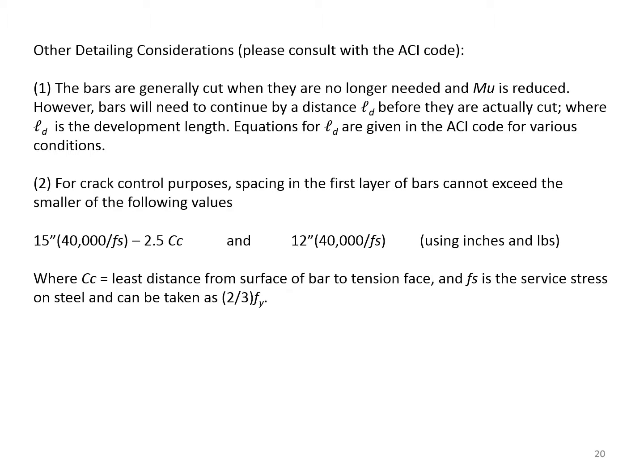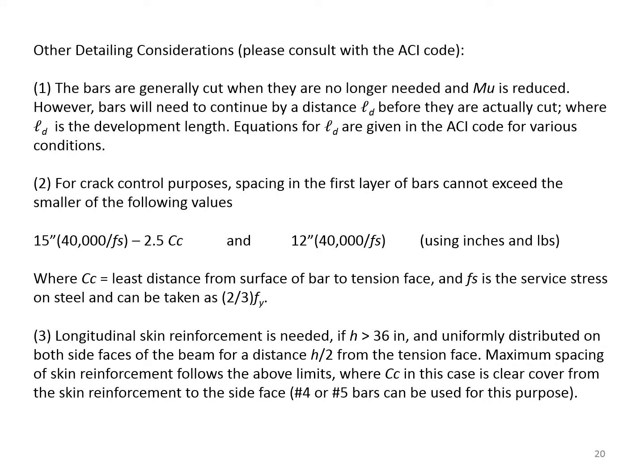For crack control purposes, spacing in the first layer of bars cannot exceed the smaller of the following values: 15 inches times 40,000 divided by fs minus 2.5 cc, and 12 inches times 40,000 psi divided by fs. We are using inches and pounds. The parameter cc is the least distance from the surface of the bar to the tension face, and fs is the service stress on steel, which can be taken as 2/3 of fy.